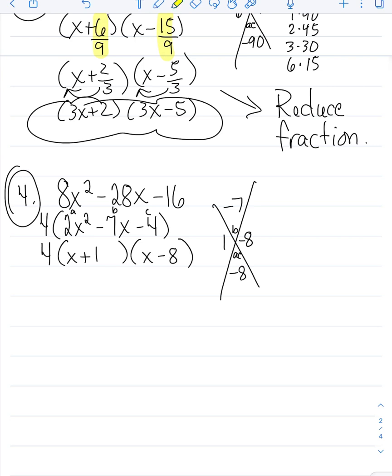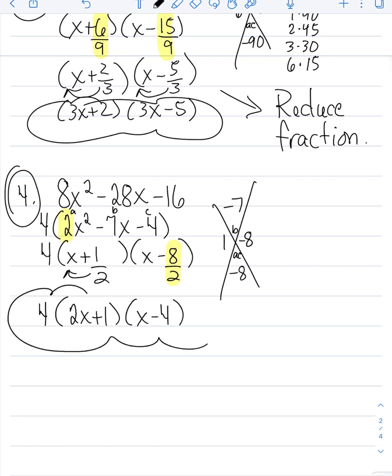But remember, we have to slip that 2 down there and slide it over. So I'm left with 4 times 2x plus 1. And when I look here, 8 divided by 2 gives me 4. So times x minus 4. So my factors are 4 times 2x plus 1 times x minus 4.